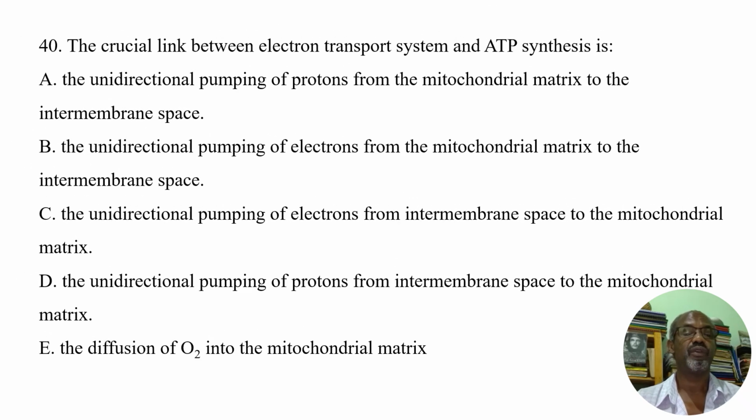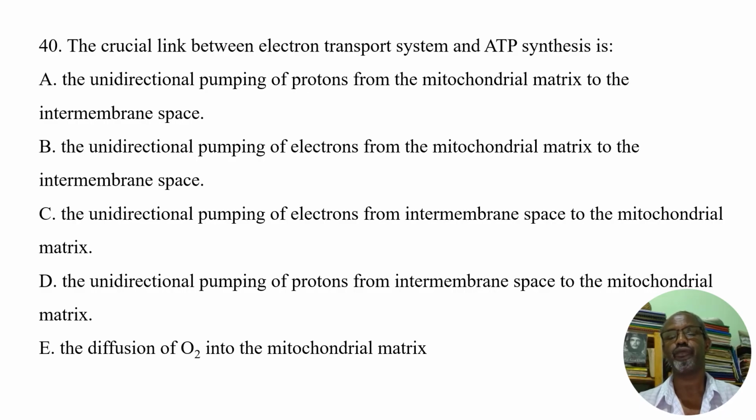Okay, 40. The crucial link between electron transport system and ATP synthesis is, what do you think? The crucial link between electron transport and ATP synthesis. You see, electrons are transported along electron transport system. There is ATP synthesis. What link is this? The deposition of proton motive force in the intermembrane space. You see, electrons jump, they release energy. That energy is used to pump H plus into the intermembrane space from the matrix. Therefore, it's building proton motive force.